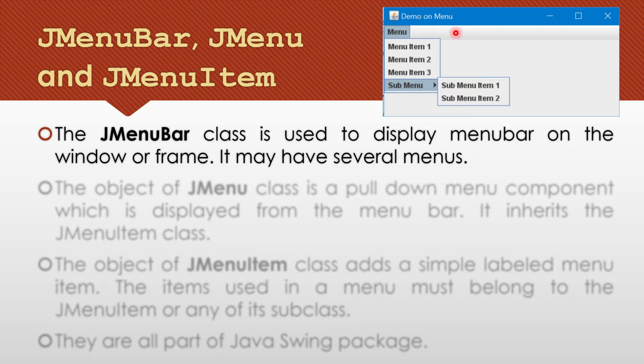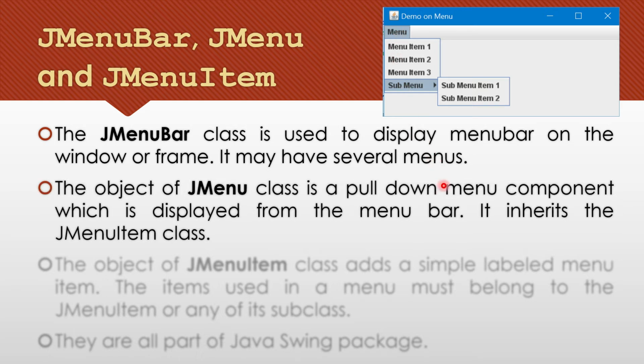So, dito nakalocate ang menu bar. And in this example, the menu in this menu bar is named menu. The object of JMenu class is a pull-down menu component which is displayed from the menu bar. It inherits the JMenuItem class. So in this example, the declared JMenu are menu and submenu.